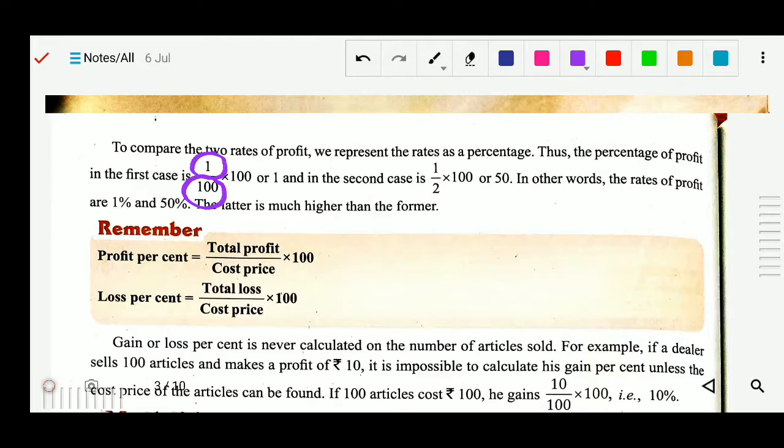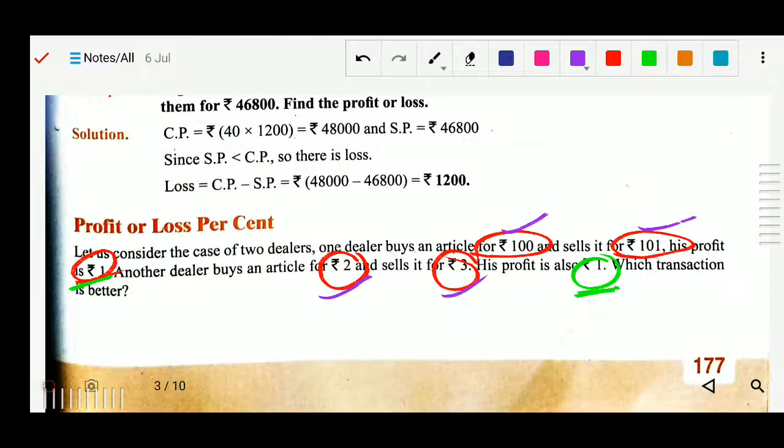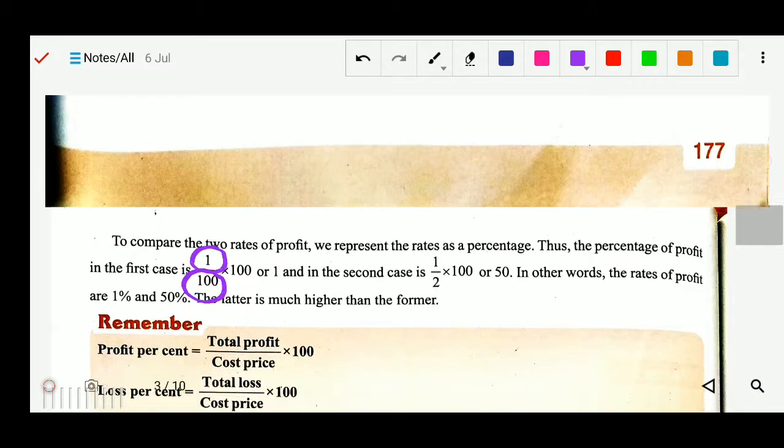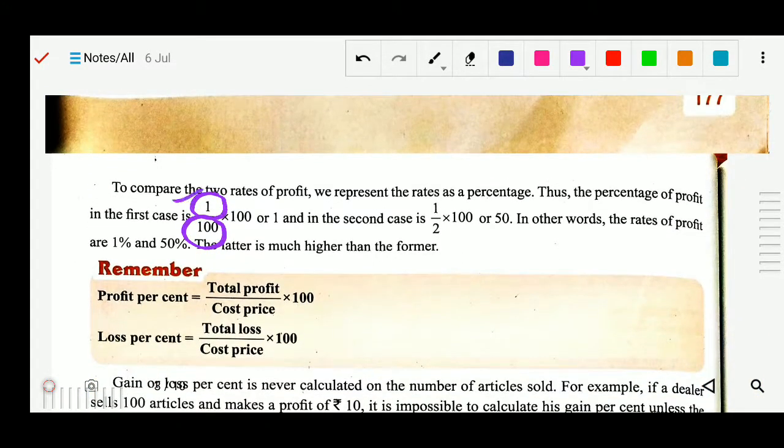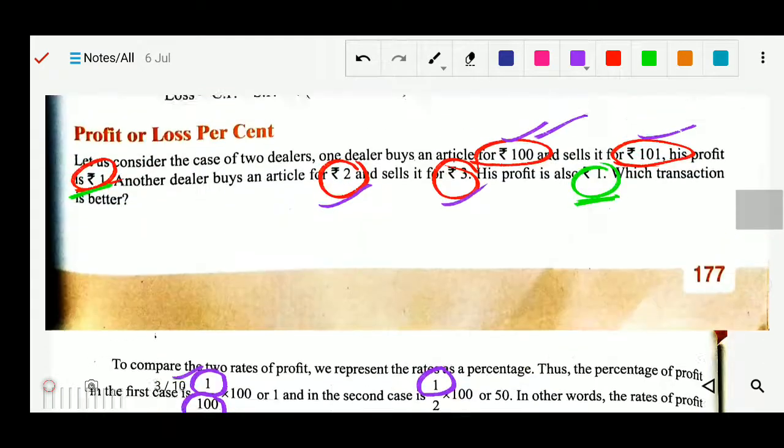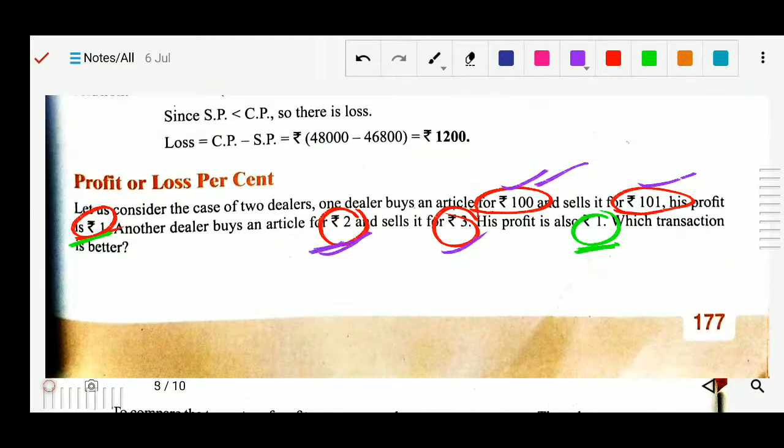So what was the cost price? 100. See here, 100, so write 100 here, and this is the profit into 100. To find the percentage we multiply by 100, as you know very well from the percentage chapter. Now, in the second case, what was the profit? Again 1. And what was the cost price here? The cost price was 2 rupees.